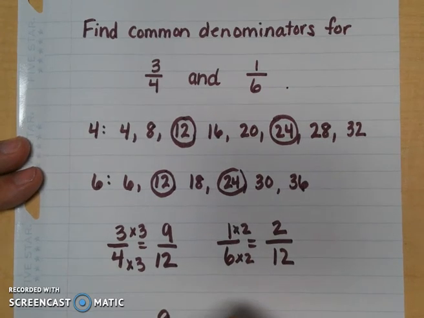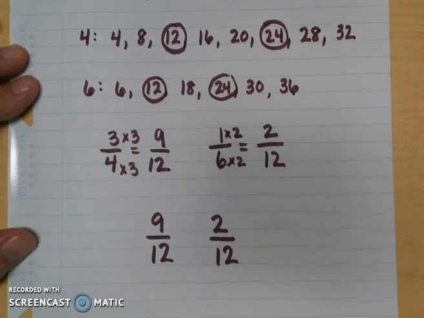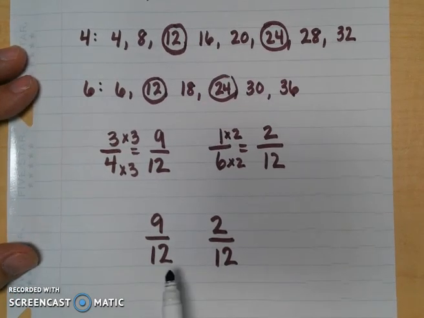So now we have 9/12 and we have 2/12. 9/12 is equal to 3/4. 2/12 is equal to 1/6. If we were asked to add these fractions, we can at this point because, whoop, didn't realize you couldn't see my fractions that I wrote.